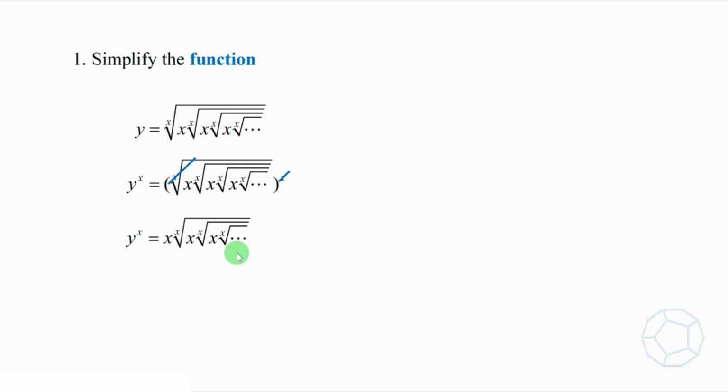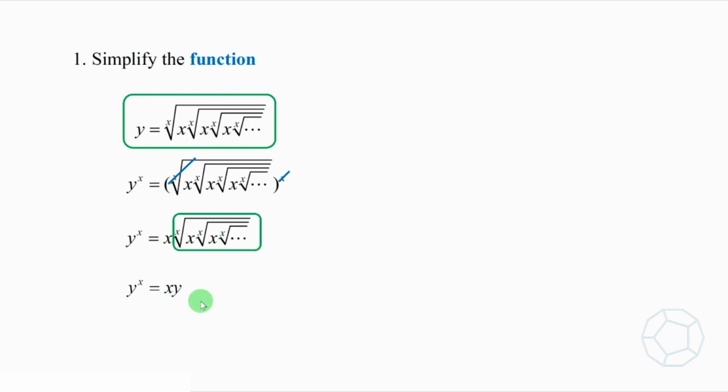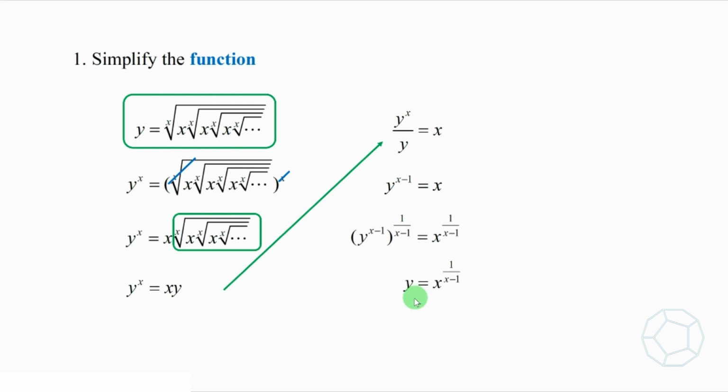Now, can you recognize something? Right. If you ignore the first x, then the rest of the term is exactly the same as the original function y. Therefore, the right-hand side is a much simpler term, x times y. Now, we can divide both sides by y, then it becomes y to the power of x minus 1 is equal to x. To get only y, but not y to a certain power on the left-hand side, we take the index 1 over x minus 1 on both sides. Therefore, the equation of the graph becomes y is equal to x to the power of 1 over x minus 1. This form is much better to handle.